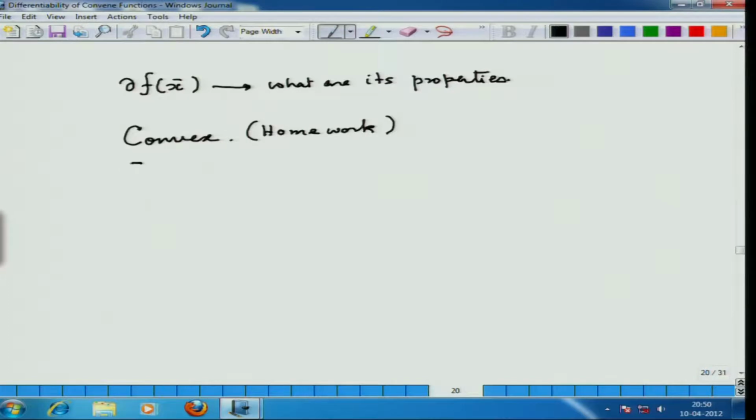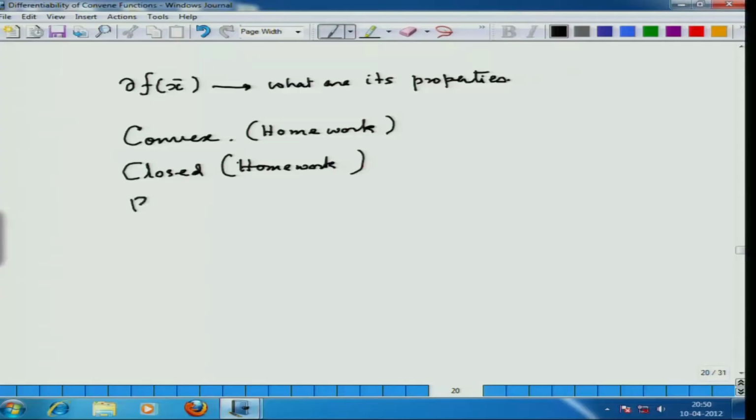The second property is that it is closed. It's homework for you. Those who are engineers might not be so convinced with how to prove closedness, but for the mathematics people who are watching this show, they should definitely try to figure out how to prove it is closed. It is not a very big thing. Another thing is that it is also bounded.